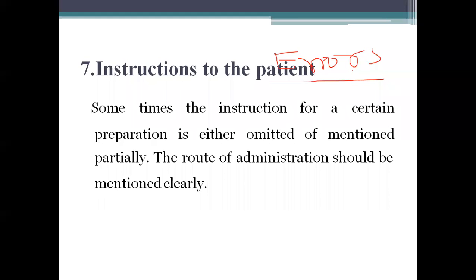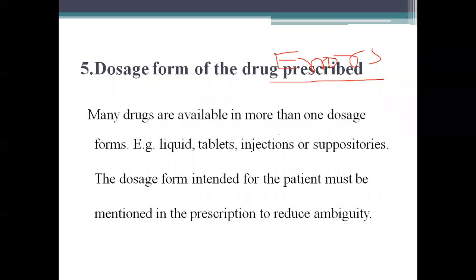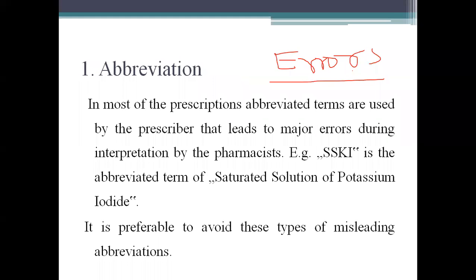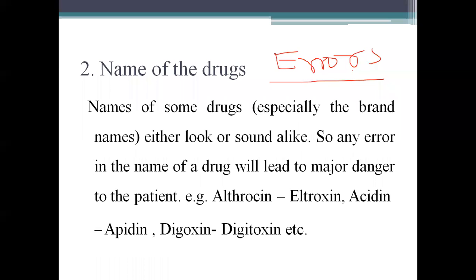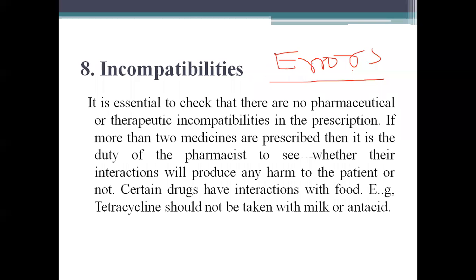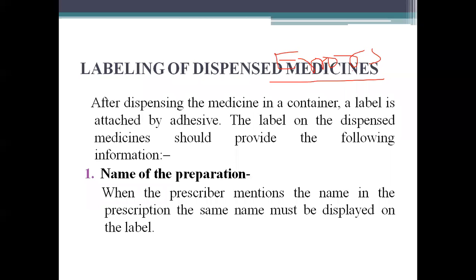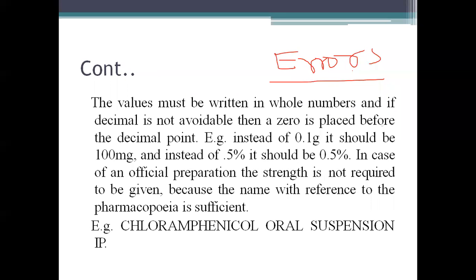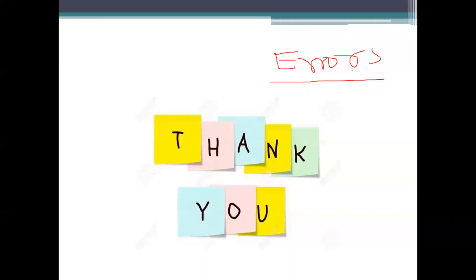कोणकोणते? इनकम्पॅटिबिलिटीज, instructions to the patient, doses form, communication failure, strength of preparation, name of drug, and abbreviations. Understand, my dear students? So these are the errors in the prescriptions and labeling of the dispensed medicines. Okay, so this is the label of the prescription that is not for us, and in this way this is the end of the prescription chapter.